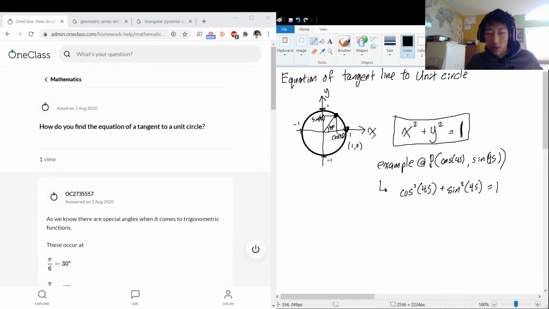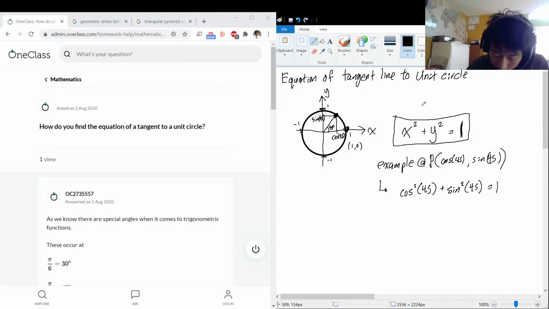Okay, so that's a unit circle. Now, if we're trying to find a tangent to a unit circle, the equation of a tangent line, we've got to use some calculus. So a tangent line is going to look something like that, and we're going to try to find the equation of it.